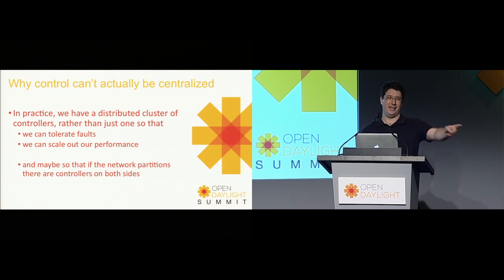In particular, Dave Erickson in the front row built a controller that does 10 million flow operations per second on a single server. So if you're planning on scale out, it might not be as important, but I'll talk a little bit about that. And lastly, and this is a forward reference to things I'll talk about later, if you have a network partition, you hopefully distribute your controllers such that there's a controller on both sides of your partition at the very least. That way the devices on the other side can still do something useful.